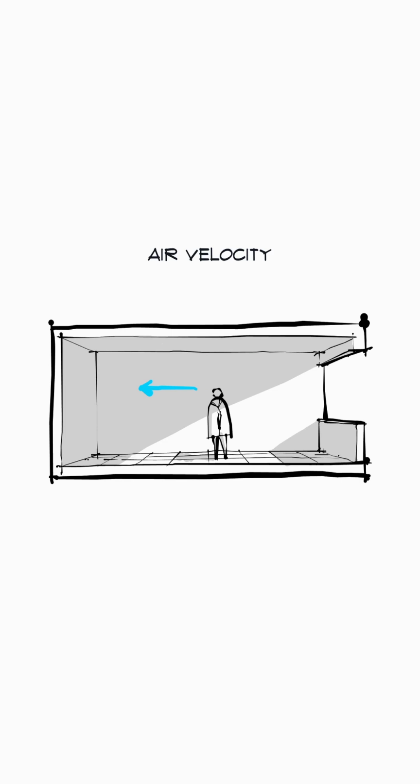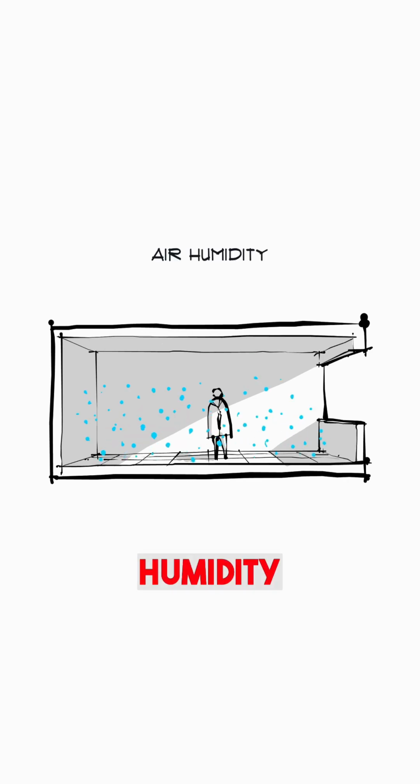Air velocity. The movement of air, ranging from gentle breezes to strong gusts, notably affects our comfort, particularly when combined with humidity. Air humidity. Moisture content in the air impacts comfort levels. High humidity can induce stickiness, while low humidity can lead to dryness.